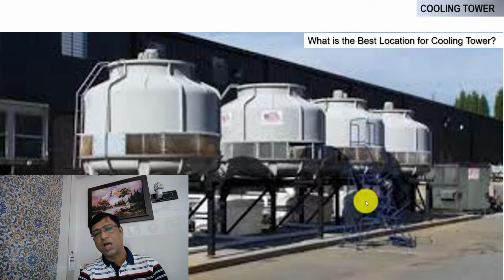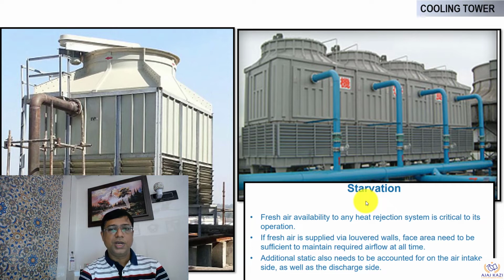Cooling towers are installed in open spaces, and that's why the question is, what is the best location for a cooling tower where proper air circulation is available? It could be on the terrace or in other open areas, where we should look at one important aspect, starvation: the availability of heat rejection, and for that heat rejection a lot of airflow is required. So it is very critical for the operation of the chillers.